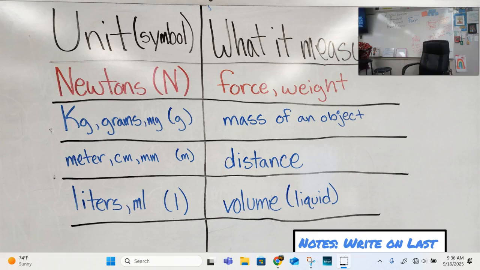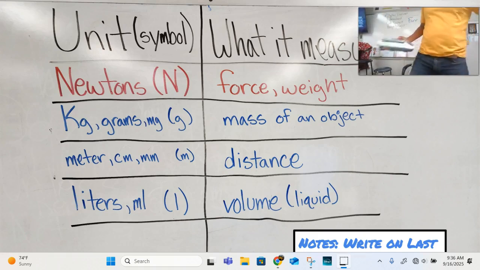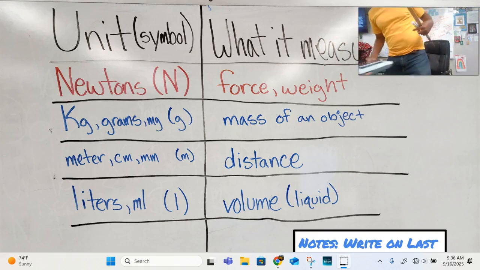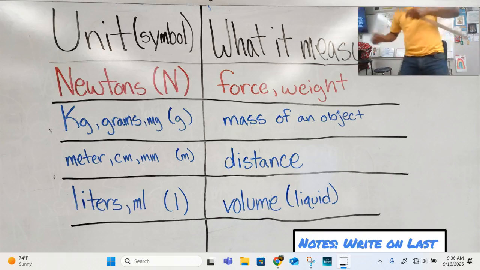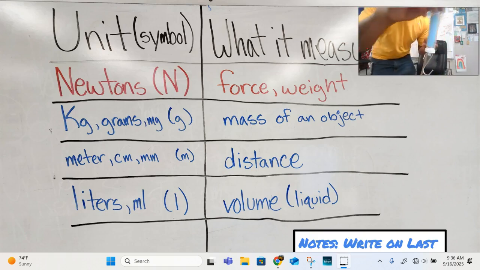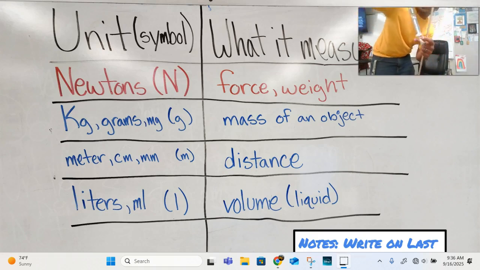Okay, so we did some of this in the lab already with Newtons, right? And we used this spring scale right here. We use the spring scale to find everything in Newtons, right? So again, Newtons is about force or weight. You see that right there in the table, so make sure you got that written down.